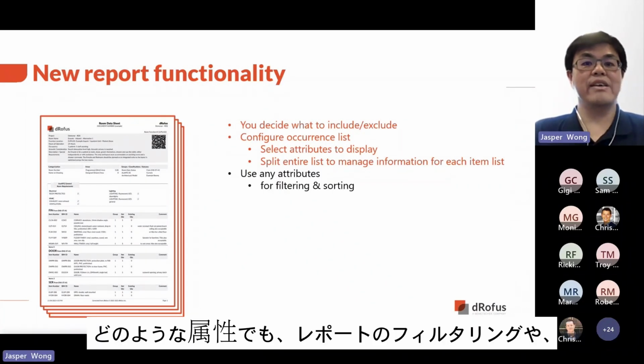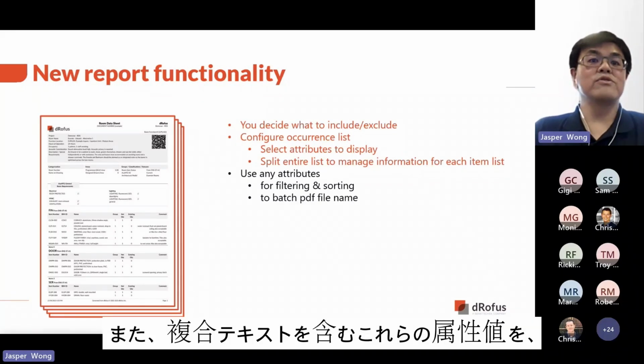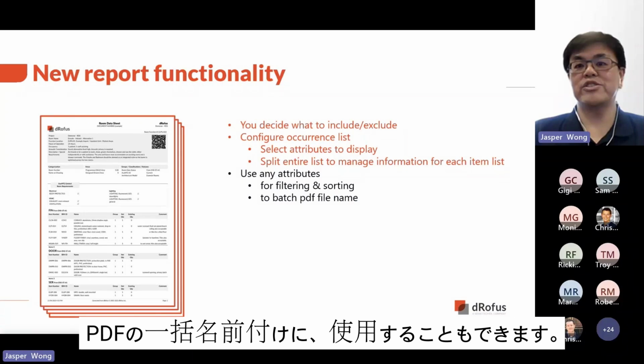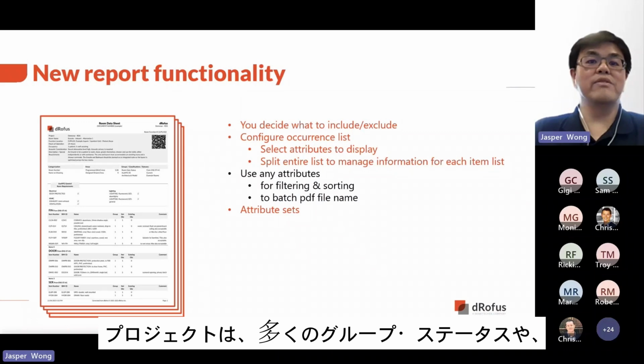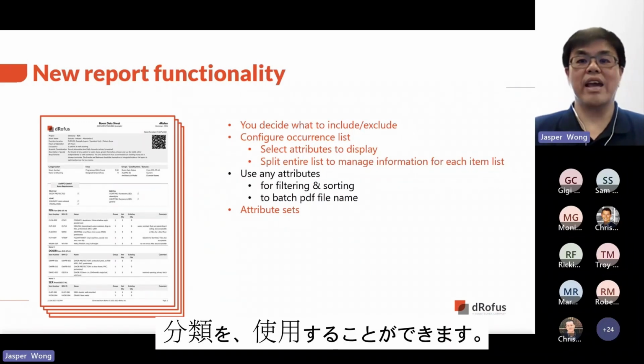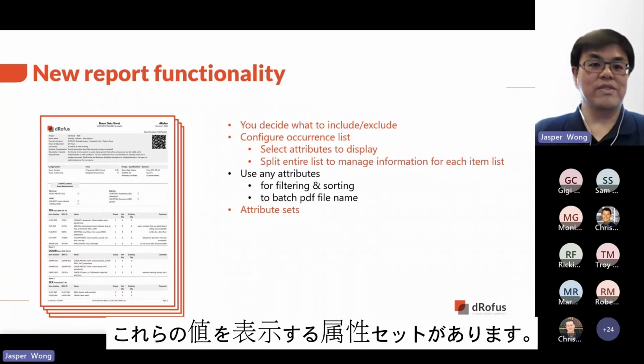You can now use any attribute to filter and sort your reports. You can also use these attribute values, including composite tags, for batch PDF naming. A project can be using many group statuses or classifications. We now have attribute sets that will display the values of these if they are used in a database.